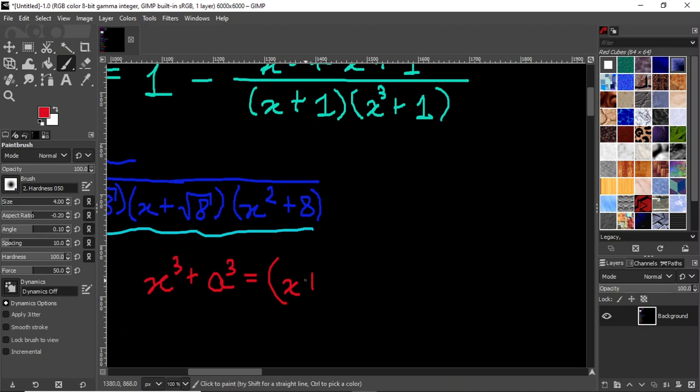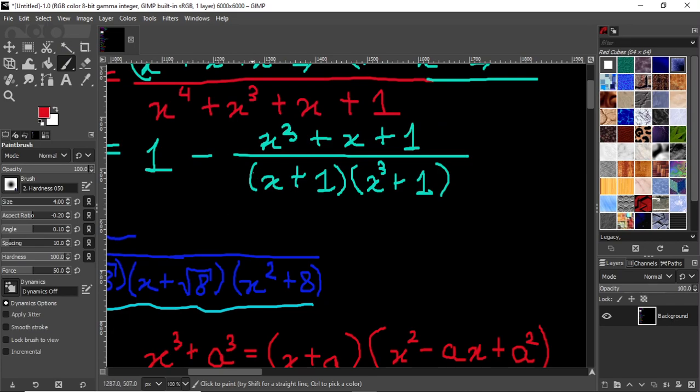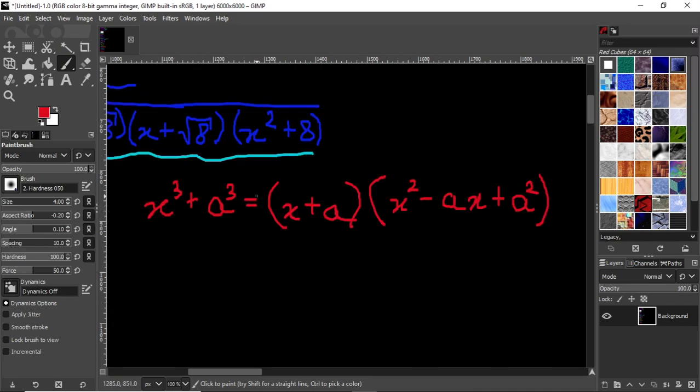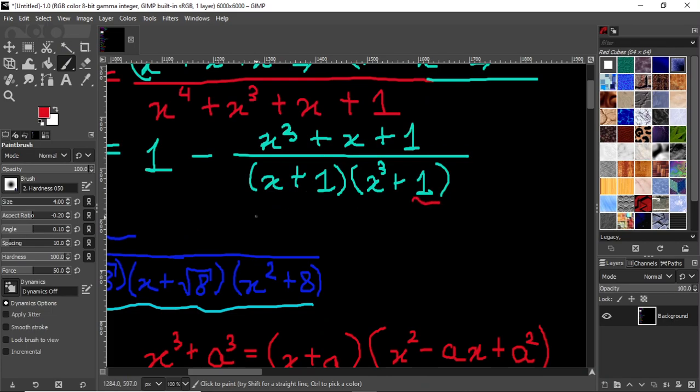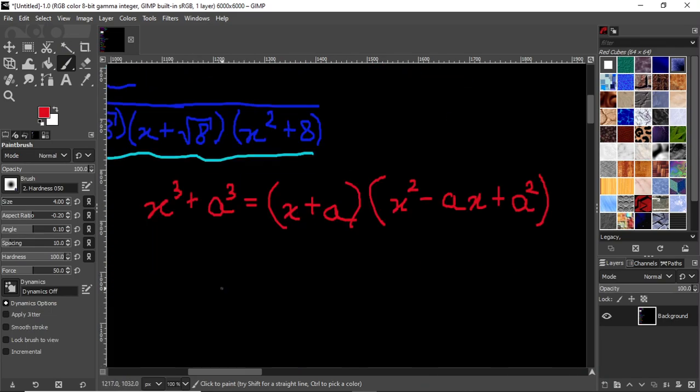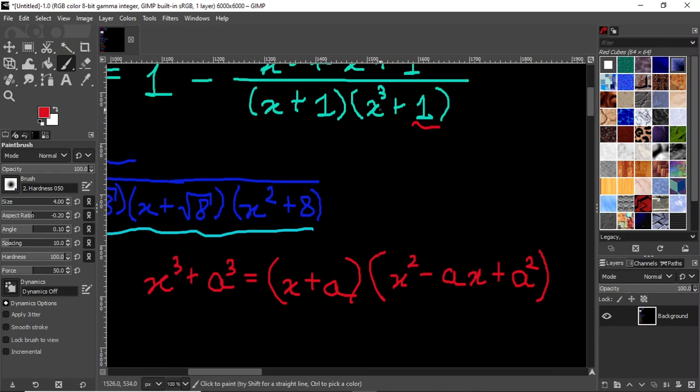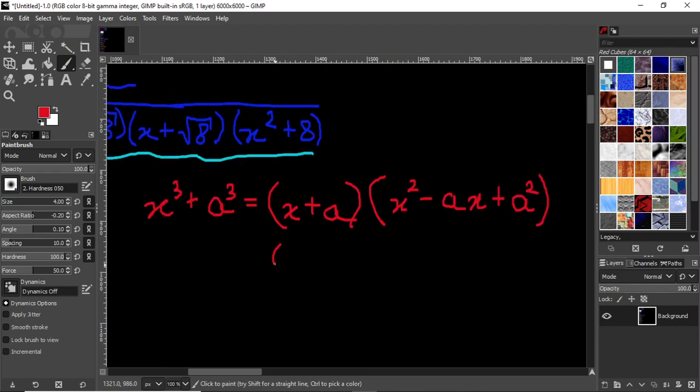We can factor that. It's going to be x plus a multiplied by x squared minus ax plus a squared. I hope I got that right. So we're just going to use that here. Basically here the a is 1, so this thing is going to be x plus 1.